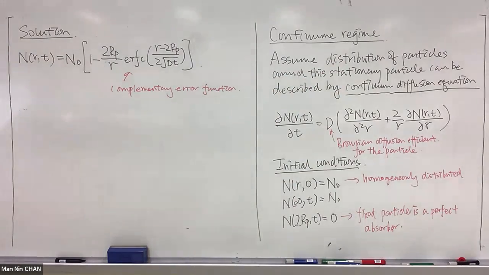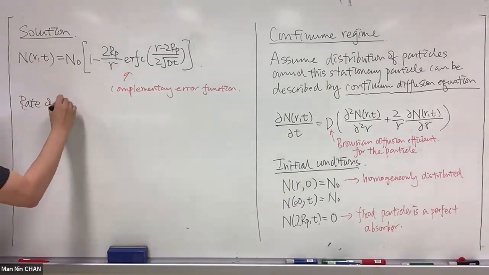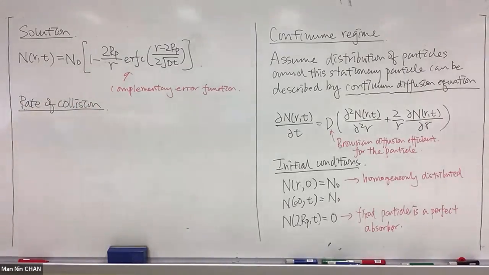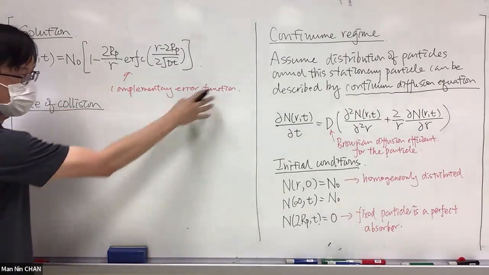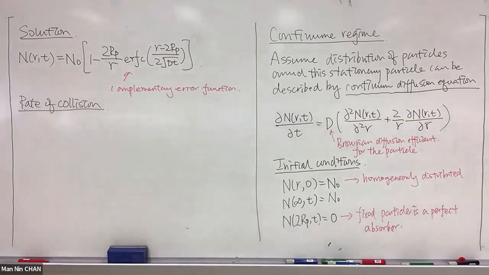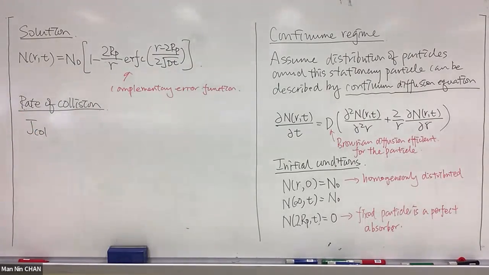Of course, now we are interested in the coagulation, so we want to look at the rate of collision, because this rate of collision can give us some idea about the coagulation. We have a fixed particle and a number of particles around it, and they will collide with this stationary particle. So say J is equal to the rate of the collision.